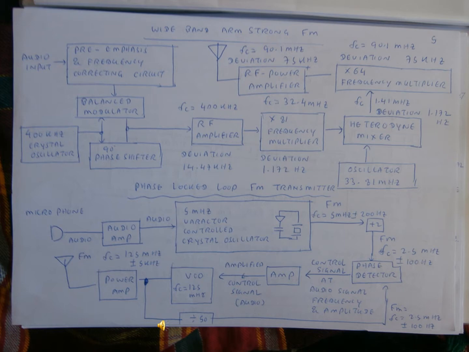This passes through the phase detector, and the control signal has the audio signal frequency and amplitude, passing through the amplifier. The amplified control audio signal passes through the VCO. In this case, fc is 125 MHz, and finally it passes through the power amplifier and the transmitter. Between the VCO and the power amplifier, a divide-by-50 circuit is connected. In this case, fn is frequency modulated, where fc is equal to 2.5 MHz plus or minus 100 Hz. That is the phase lock loop frequency modulated transmitter.